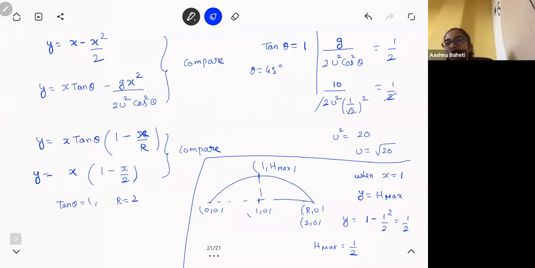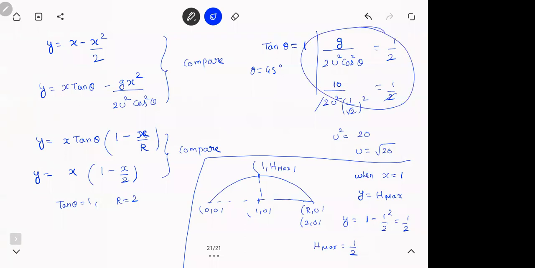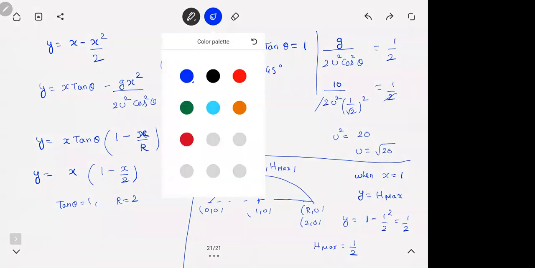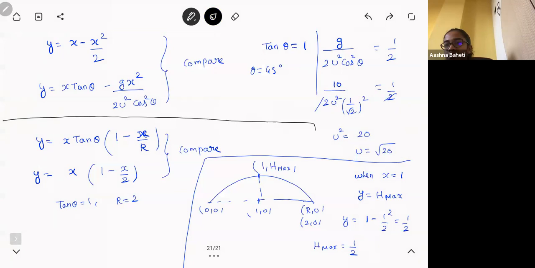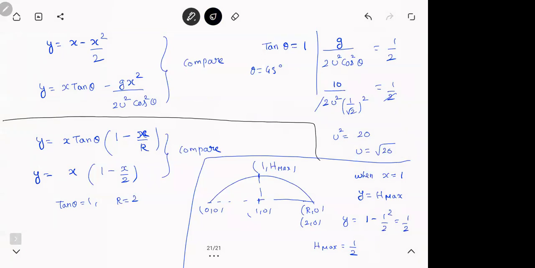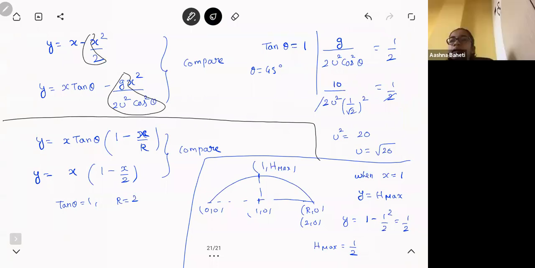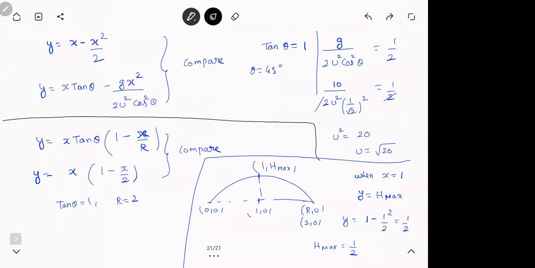Sir, in the last row, g upon 2 u square cos square theta, did you first find r and then substitute over there in 1 by 2? This one you're saying? Yes. No, that is this part, na? That whole thing on the top is one part. I compared these two, right? Oh, okay. I compared the x square ka coefficient and I compared the x ka coefficient. All okay with this?